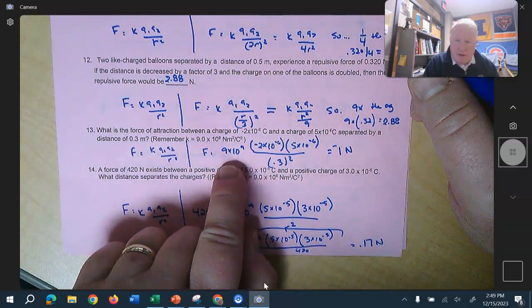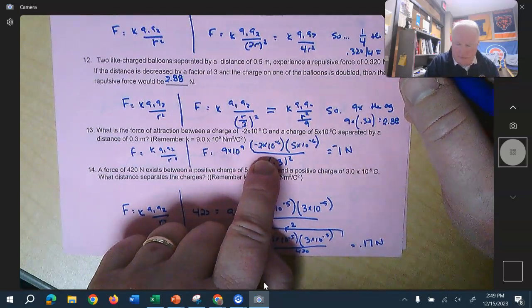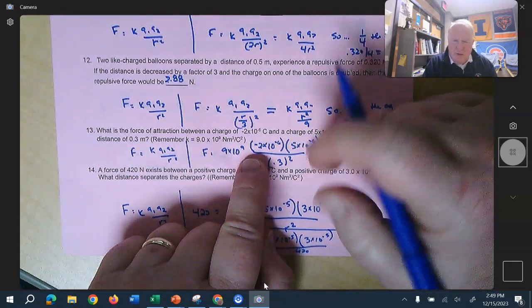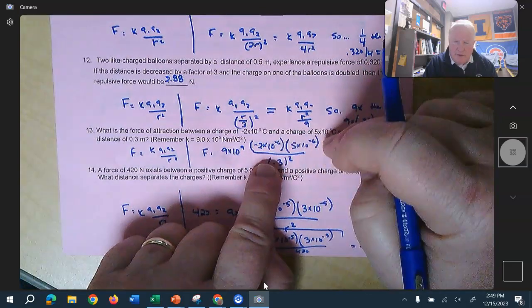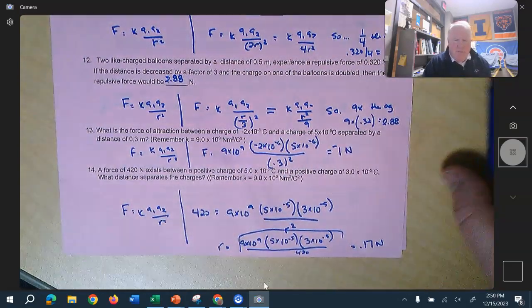13, just plugging in the numbers. Remember to use the EE button. A lot of kids I'm seeing are putting the number then times E. No, it's just the number, EE, and then the -3 or whatever that number is right there. So these are just plugging into the number.